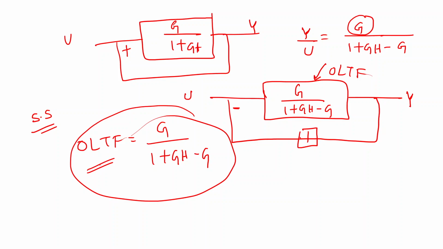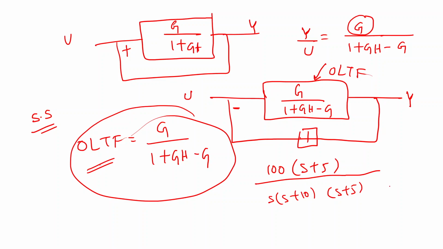Can anybody solve this and find out what G divided by 1 plus GH is? G is how much? Sir, 100. Yeah, so tell me. 100 into S plus 5, divided by S into S plus 10 into S plus 5 plus 100. Is everyone getting the same answer? So do we have to solve all this, or only find this open loop transfer function? Only the open loop transfer function. Solve this: G divided by 1 plus GH minus G.